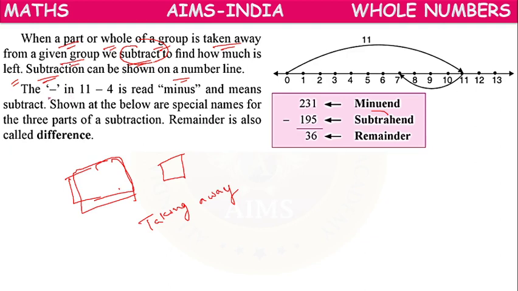If we have 11 minus 4, the symbol between them looks like a hyphen. This symbol is pronounced as minus, which means subtract. Whenever we have the minus symbol, we have to understand that we are doing subtraction.